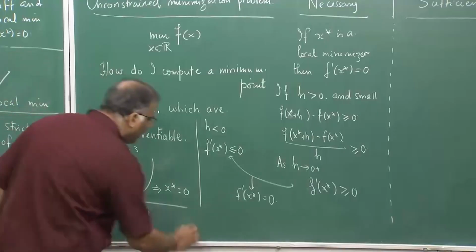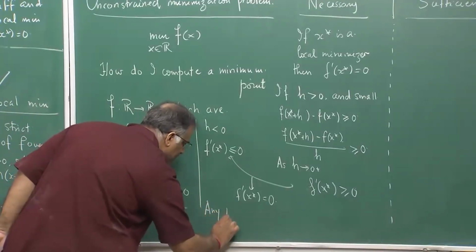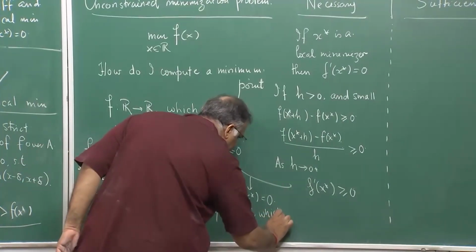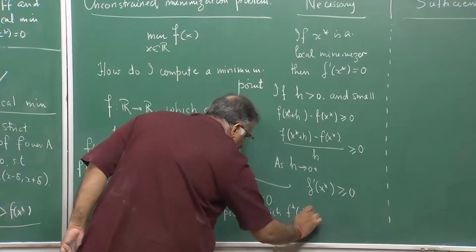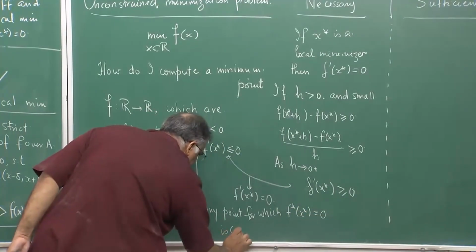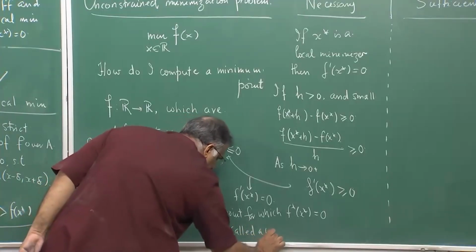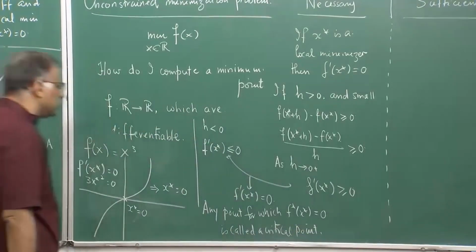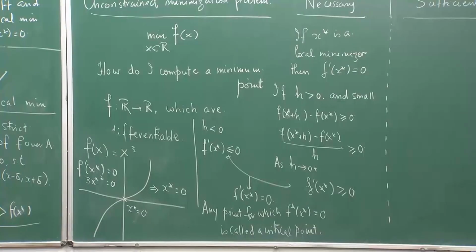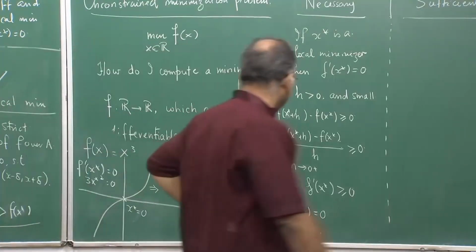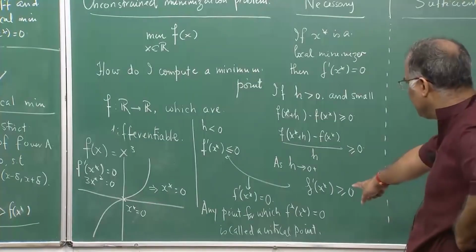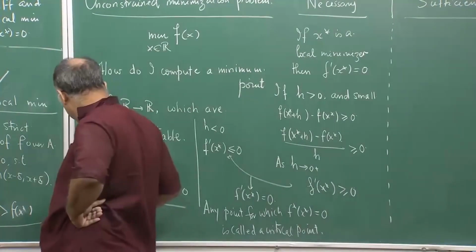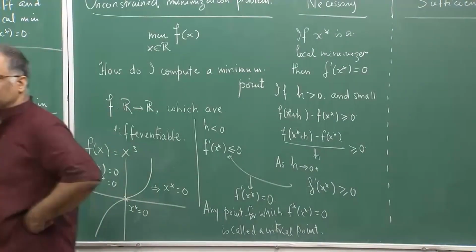So, usually any point for which f dash x star equal to 0 is called a critical point. Now, what I want to tell you is that there is a difference between a critical point and a minimizer. Here x star equal to 0 is a critical point, but it is not a minimizer or maximizer in the case of x cube.